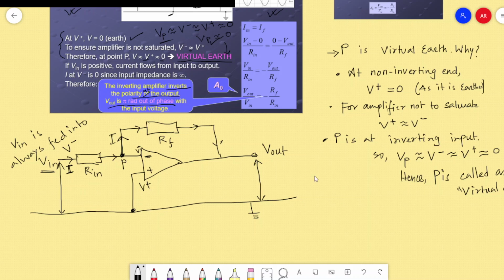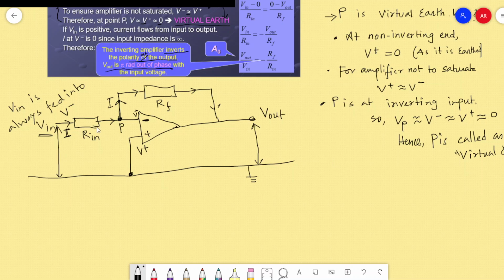That is going to give us the clue for deriving the expression for the inverting amplifier. The I through the input resistance is the same as the I through the feedback resistance. The I that is going through this terminal is the same I going through here as well. And what we know is that I equals voltage by resistance, isn't it?